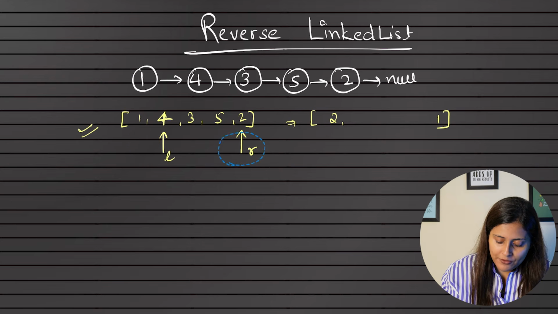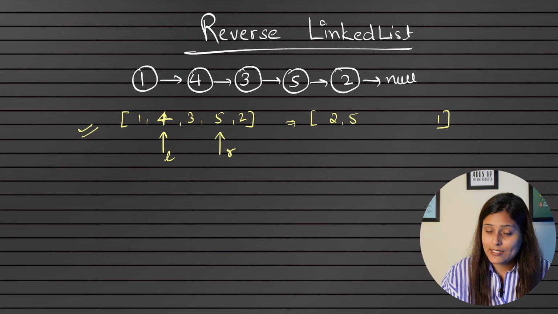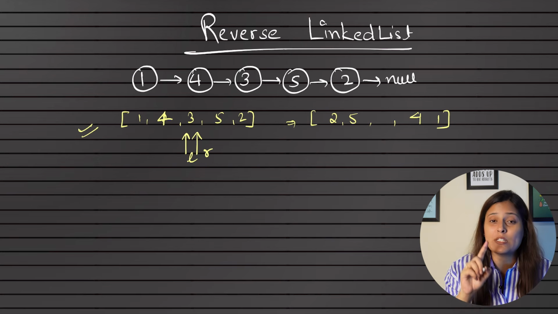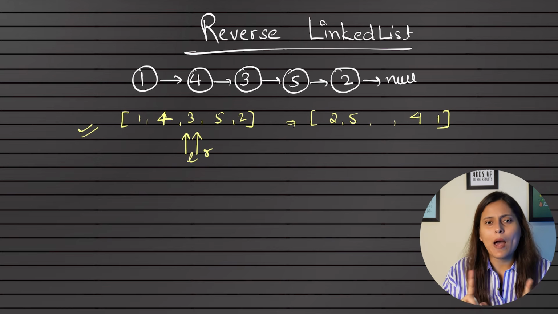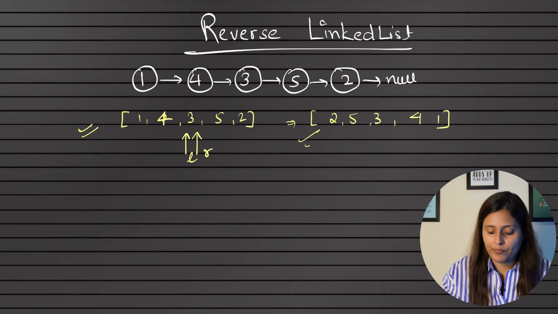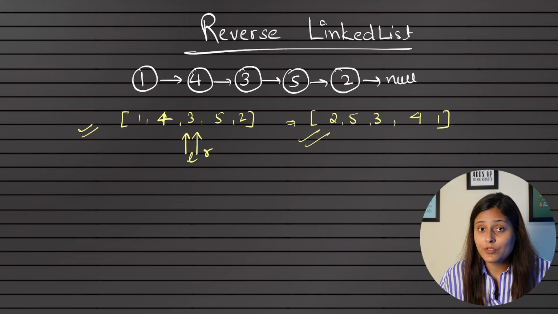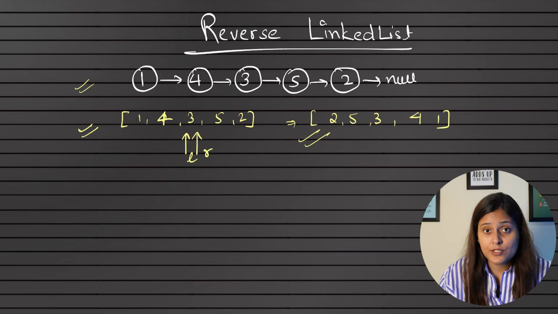Now we'll move our left pointer ahead and right pointer behind, correct? So when we swap it, 5 will come here, 4 will go there, correct? And now again left will come here and right will come here. As they both are pointing to the same index, swapping does not make sense, so we will stop. So 3 will stay as it is. So can I say this array has been reversed? Yes, but this is a linked list.